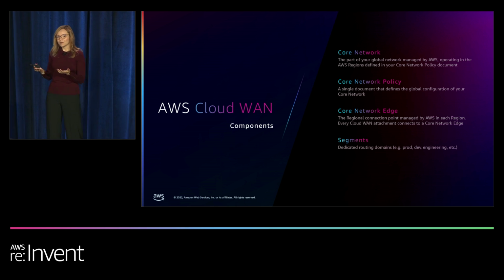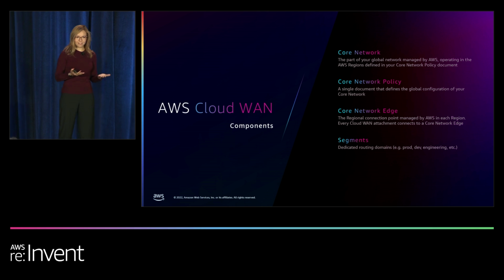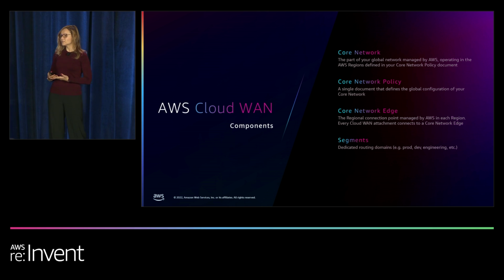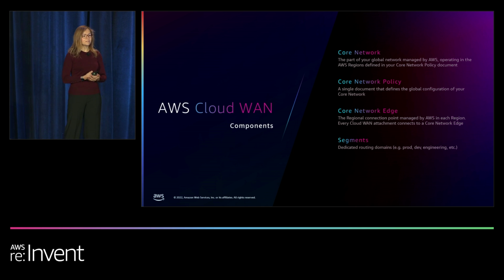On Transit Gateway, we had route tables. On Cloud WAN, we have segments. The segments can be defined as global, right? So you can say, I have my production segment, and my production segment lives in 17 AWS regions, right?